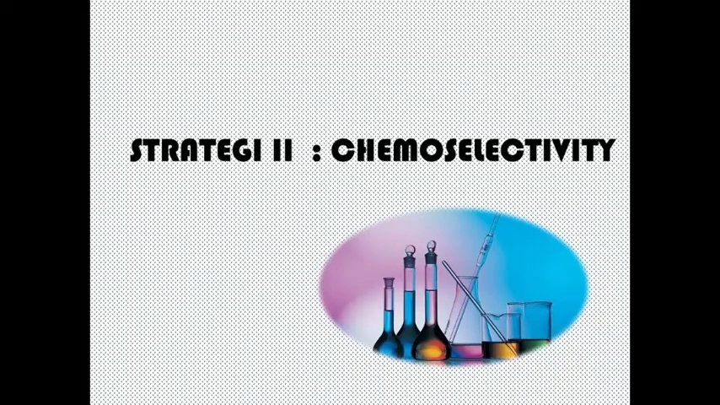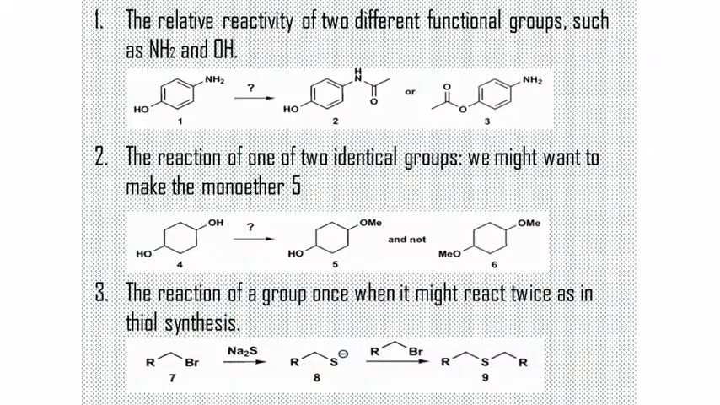Strategy 2, Chemoselectivity. 1. The relative reactivity of two different functional groups, such as NH2 and OH. 2. The reaction of one of two identical groups, as when we might want to make the monoether. 3. The reaction of a group once when it might react twice, as in thiol synthesis.